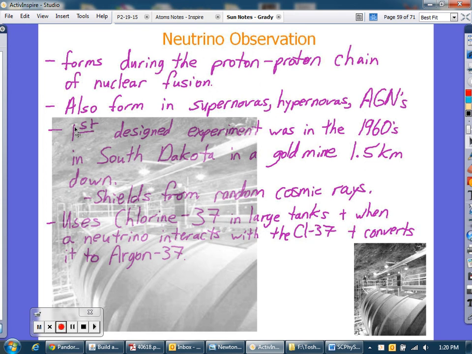The first designed experiment was in South Dakota in the 60s. This is in a gold mine, and the reason is that you have a lot of dirt interacting, and it eliminates a lot of data that would not be accurately portrayed, such as cosmic rays. Cosmic rays are just stray electrons and protons that are always coming into the planet from the solar wind. In this experiment, they used chlorine-37, which is an isotope, and they were trying to get neutrinos to interact with this and convert it to argon-37.